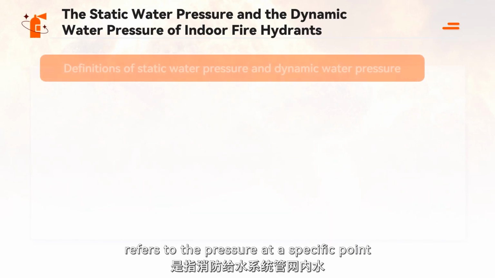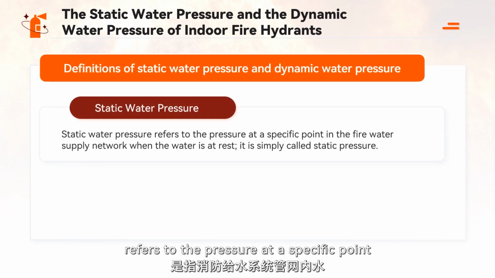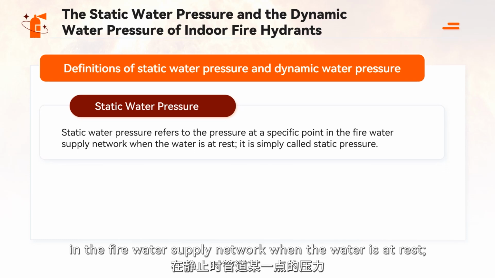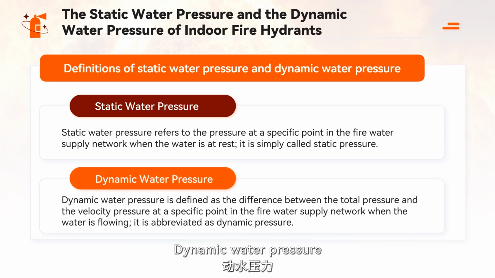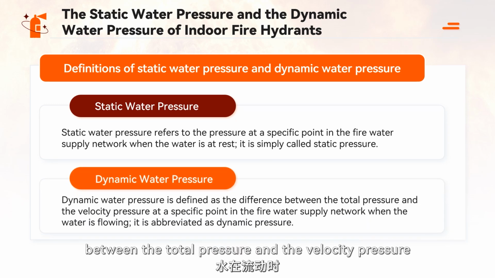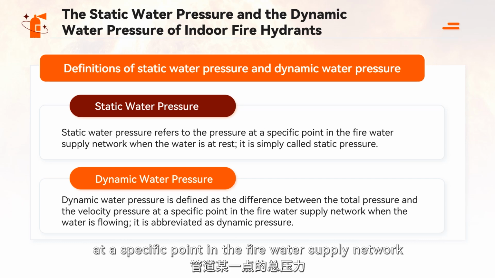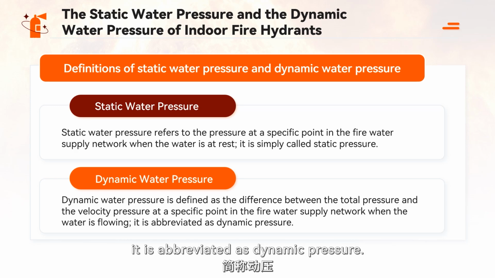Static water pressure refers to the pressure at a specific point in the fire water supply network when the water is at rest. It is simply called static pressure. Dynamic water pressure is defined as the difference between the total pressure and the velocity pressure at a specific point in the fire water supply network when the water is flowing. It is abbreviated as dynamic pressure.